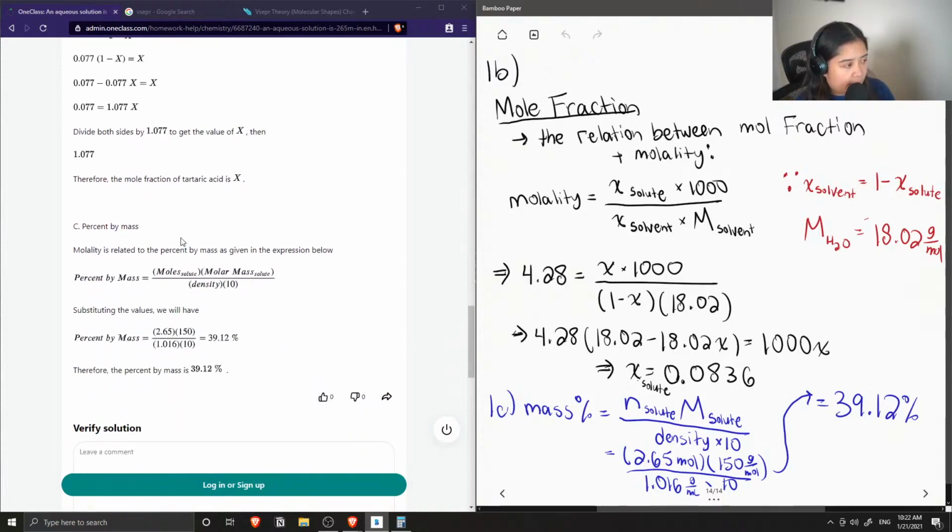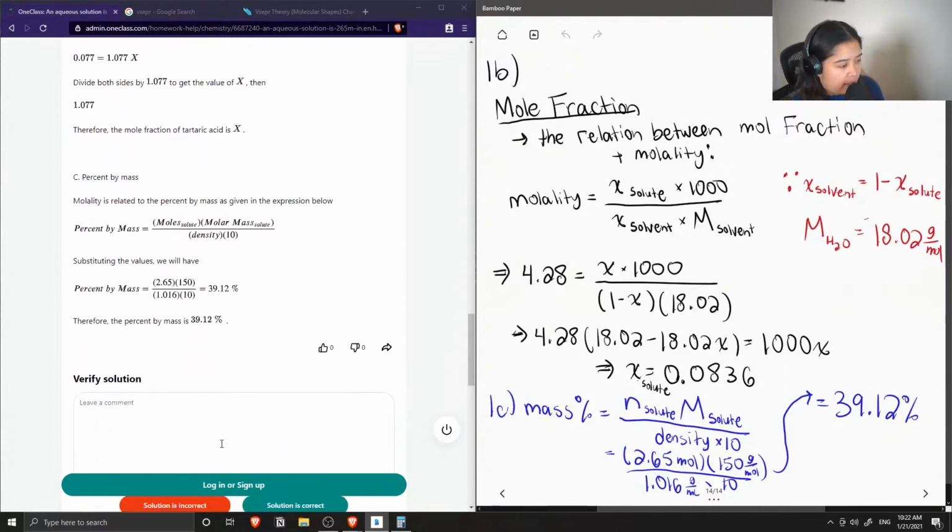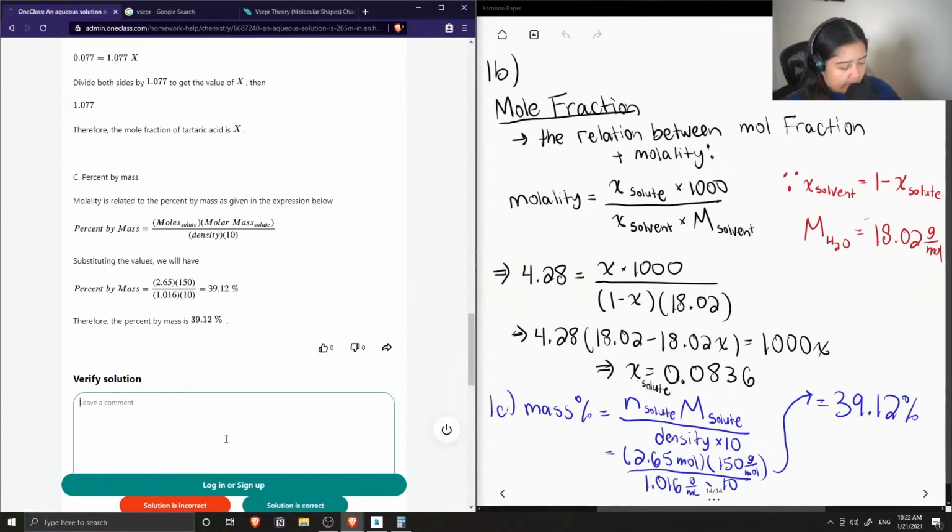And then for the percent by mass, we have the same expression, moles of the solute times the molar mass of the solute divided by density times 10, and they also got 39.12%. So the solution is correct.